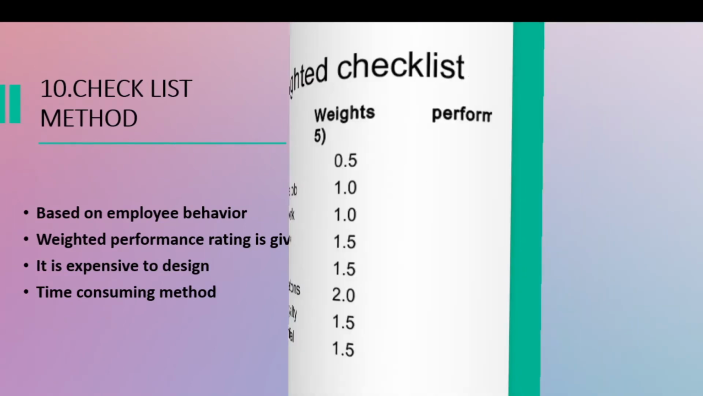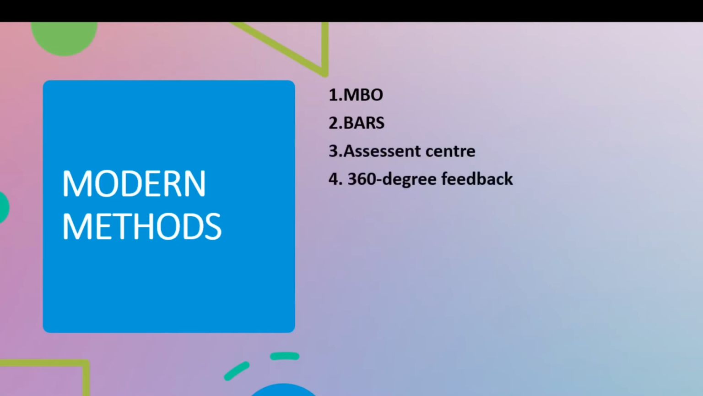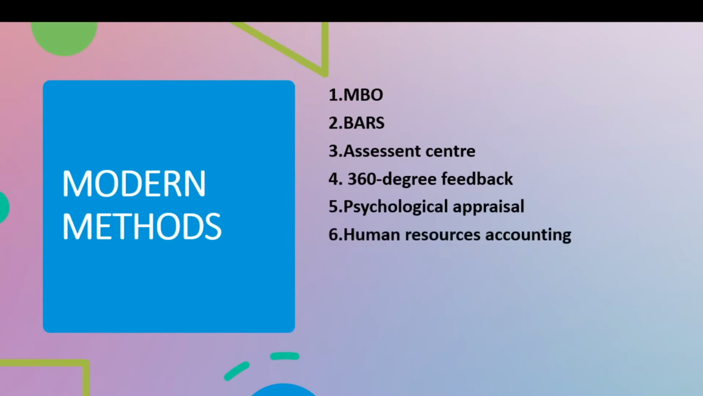Next come the modern methods. Modern methods are the second and newer methods of performance appraisal. In this method we have MBO, BARS, Assessment Center, 360-degree feedback, psychological appraisal, human resources accounting, BOS, results method, and productivity measures.